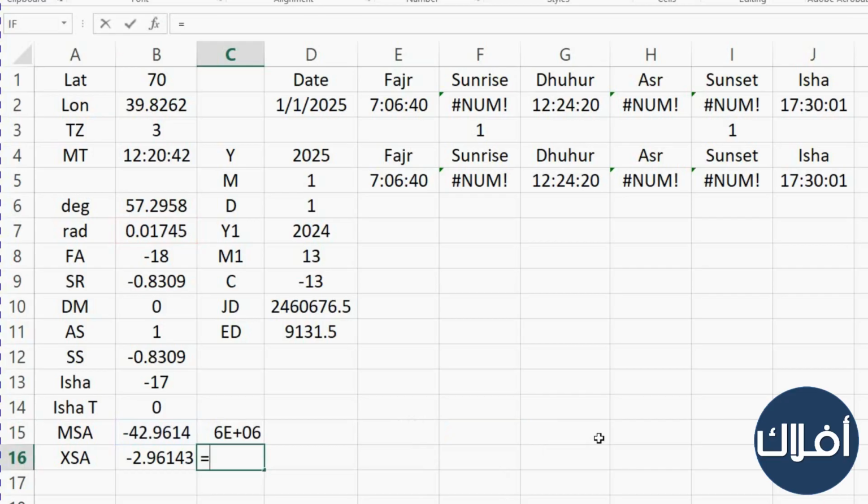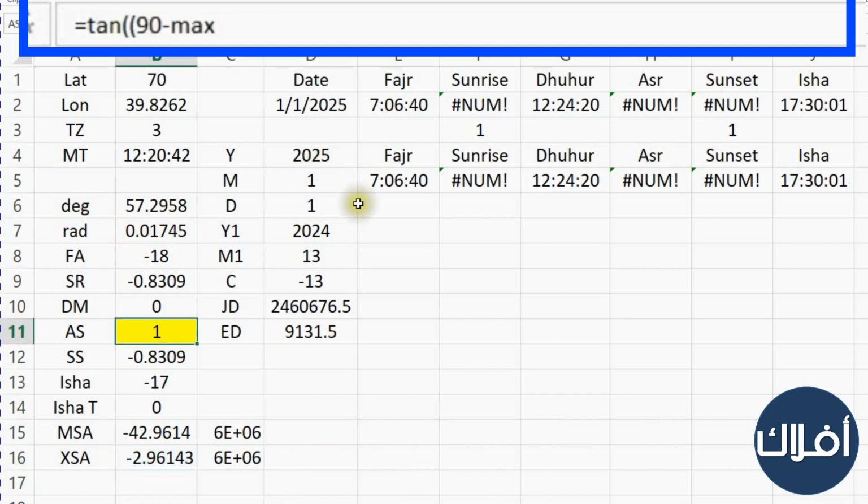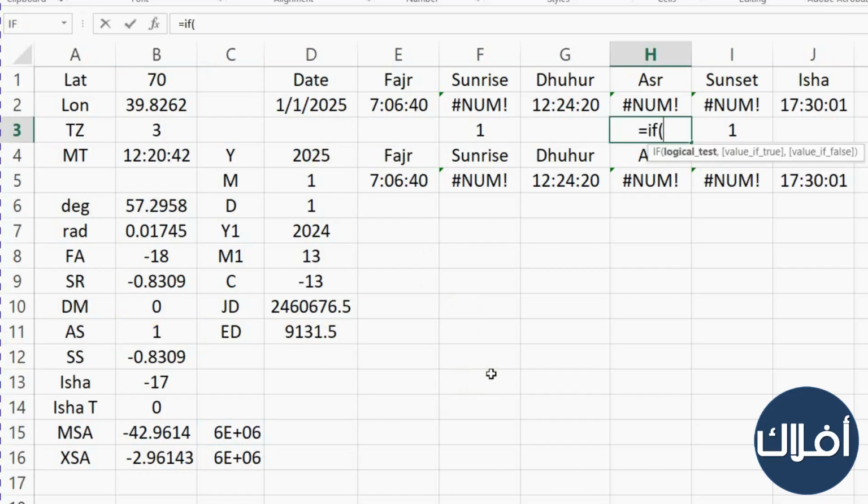And in the same way we calculate the shadow length at the maximum altitude, tan of 90 minus the max of XSA or 10 to the power minus 5, all multiplied by radian. And here this is the length of the Asr shadow required. So to determine if Asr time is a special case, we use the equation IF the shadow of the minimum angle minus the shadow of the maximum angle is greater than the Asr shadow, we'll put a blank because it's a normal case.